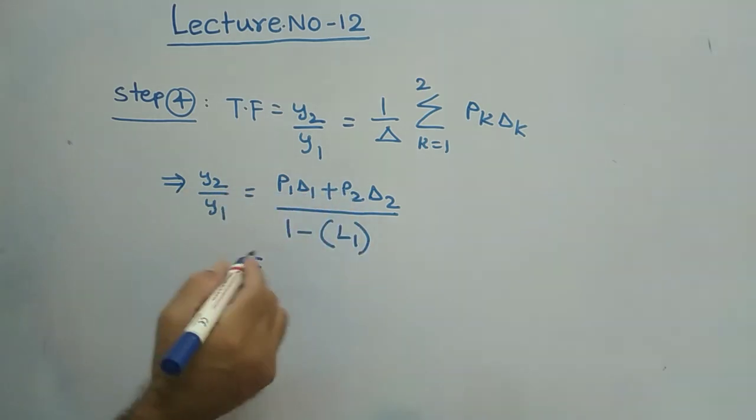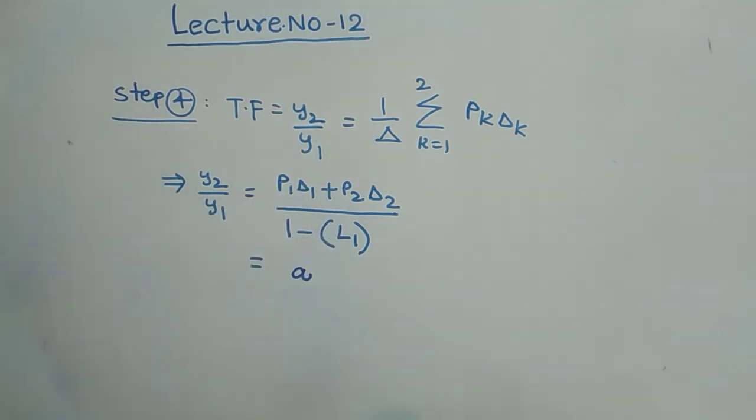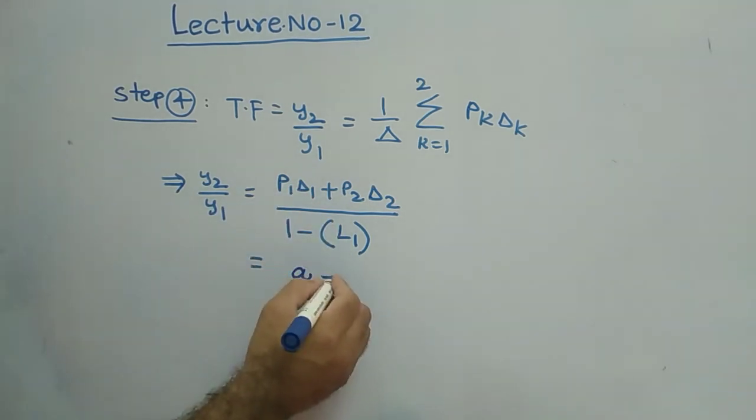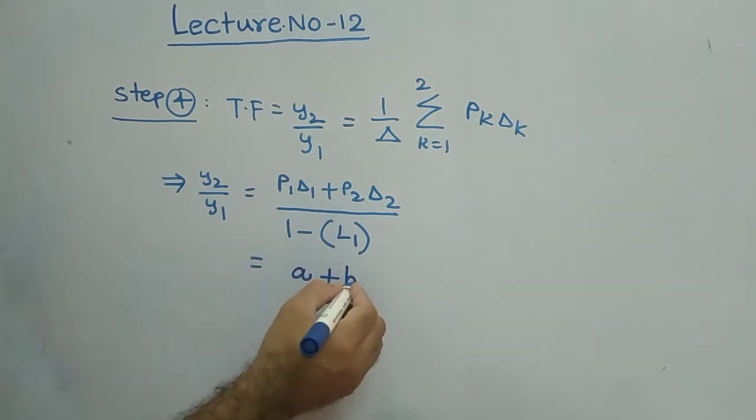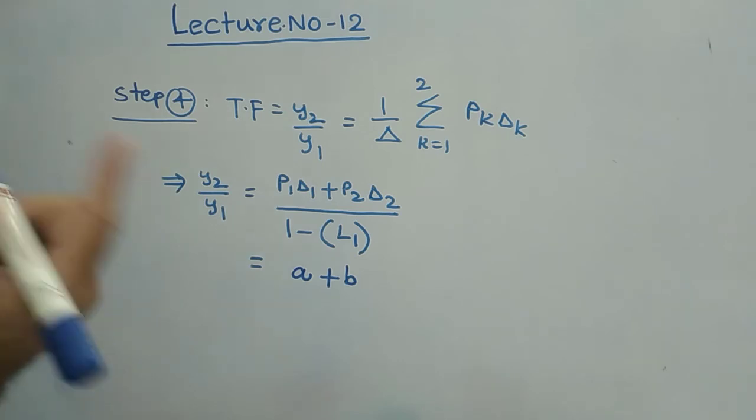Similarly, what is P1 actually? P1 is nothing but A, delta 1 value is 1, plus, what is P2? B. What is delta 2? Again, for P2, is there any non-touching loop? If the available individual loops of the given signal flow graph touch that forward path, then obviously the value is 1, straightforward.